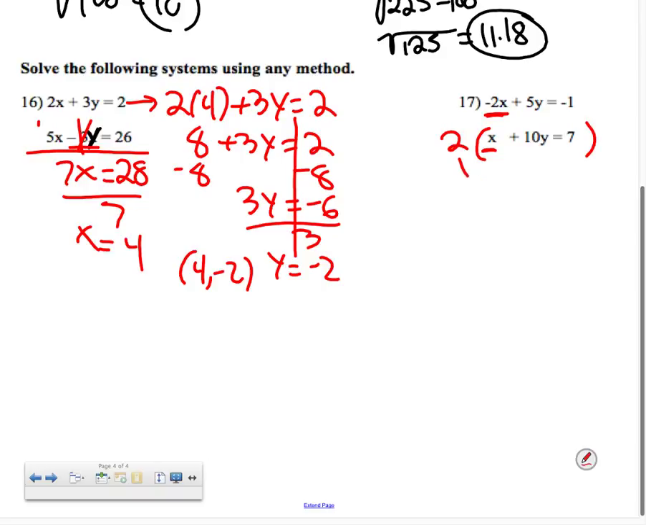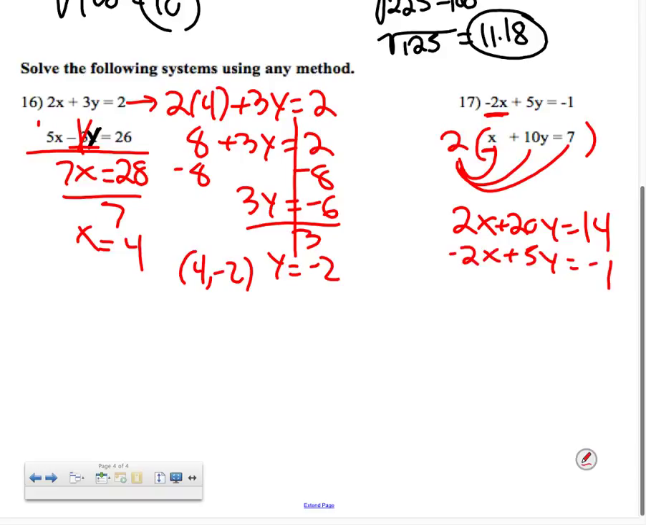So I'm going to take 2 and multiply it to everything inside there. 2x plus 20y equals 14. Again, you have to multiply it to everything, not just the parts you want. Down here we have negative 2x plus 5y equals negative 1. Then I'm going to add these two things together. The x's will go away. 20y plus 5y is 25y. 14 plus negative 1 is 13.